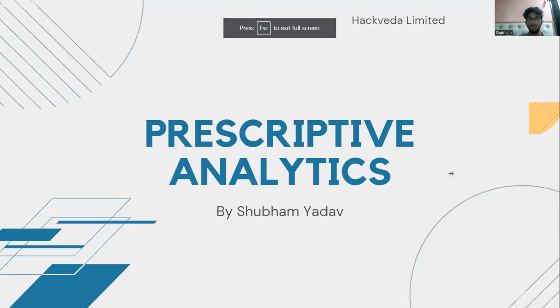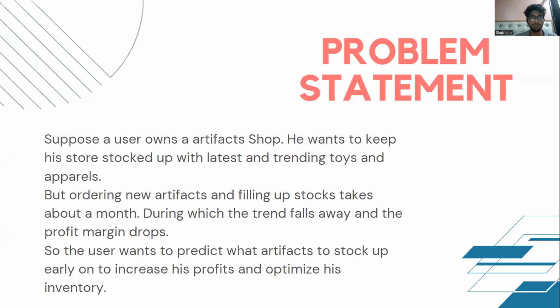Good evening, everyone. I'm Shubham Yadav, and I'm going to present prescriptive analytics. And I'm from the data engineers or machine learning group. So the problem statement for prescriptive analysis is: suppose a user owns an artifact shop. He wants to keep his store stocked up with latest and trending artifacts and apparels, but ordering new artifacts and filling up stocks takes about a month, during which the trend falls away and the profit margin drops. So the user wants to predict what artifacts to stock up early on to increase his profits and to optimize his inventory. So for this particular problem, we will be using prescriptive analysis.